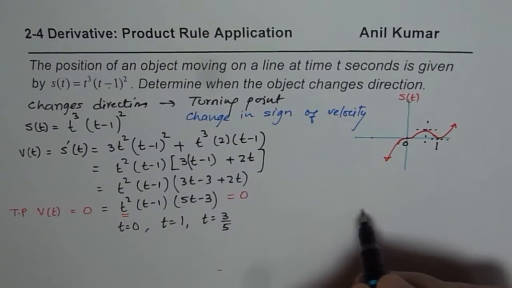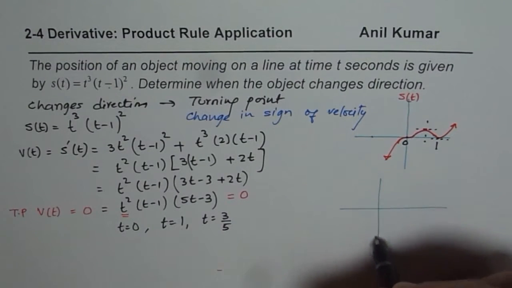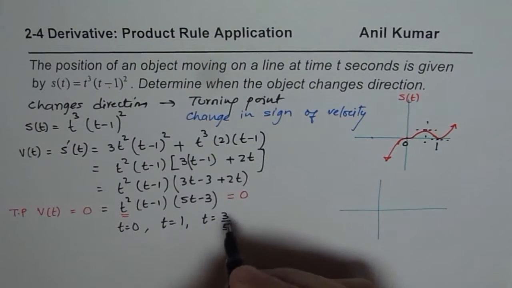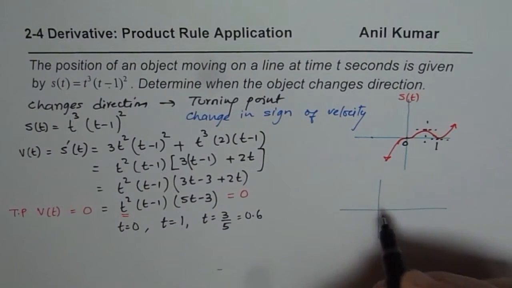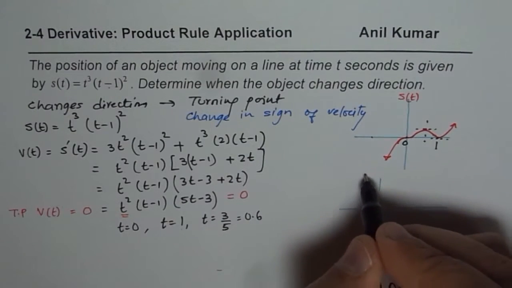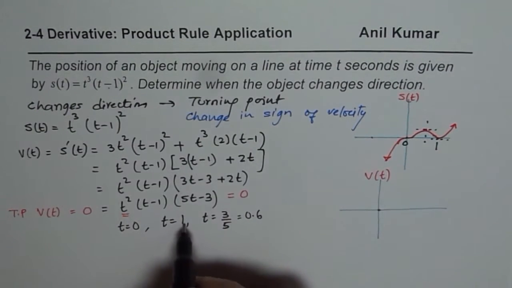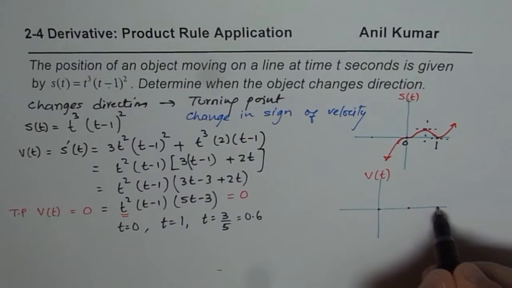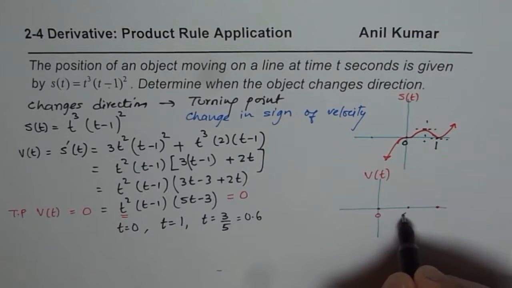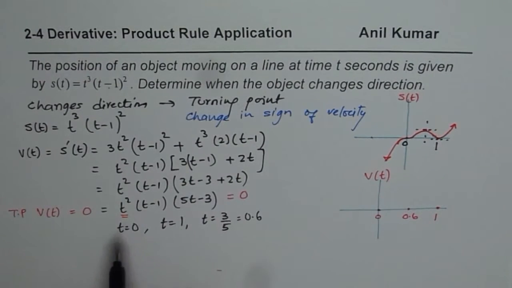So let us sketch the velocity graph now. The velocity graph has got three zeros, one at 0, one at 1, and one at 3 over 5, which is 0.6, right? So we are looking at three different zeros now. One is at 0. We are discussing the velocity graph now. The other one is at 0.6, and let us say one we have here at 1. So these are the three zeros for velocity: 0, 0.6, and 1.